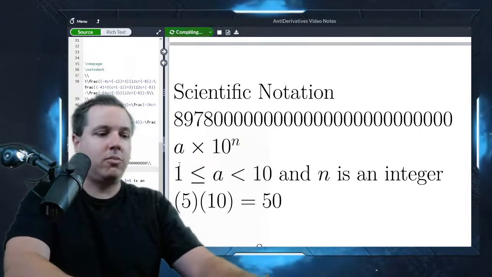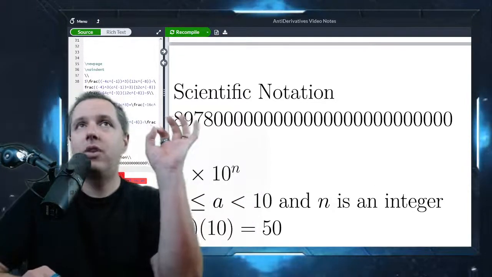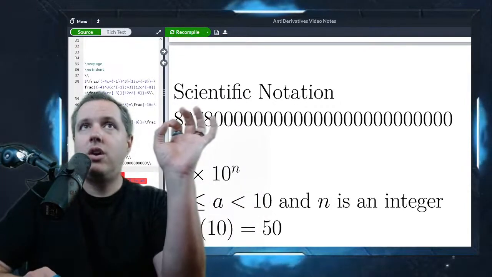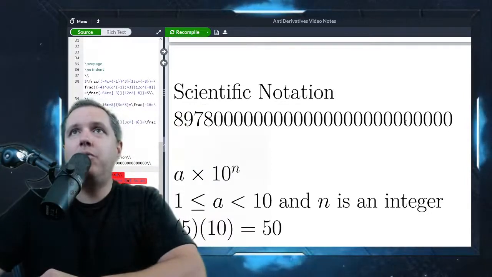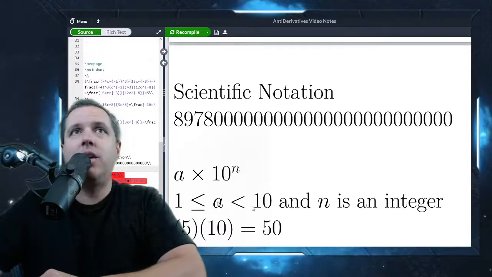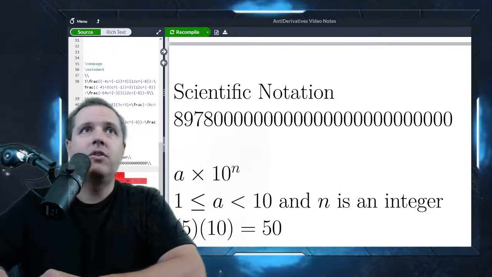So how would I convert this to a number in scientific notation? Well, you just scan it and think, where would I put the decimal to get a number between 1 and 10? Where could I do that? Well, right here is the only place, 8.978. So the decimal is going to have to end up here. So that's our A.